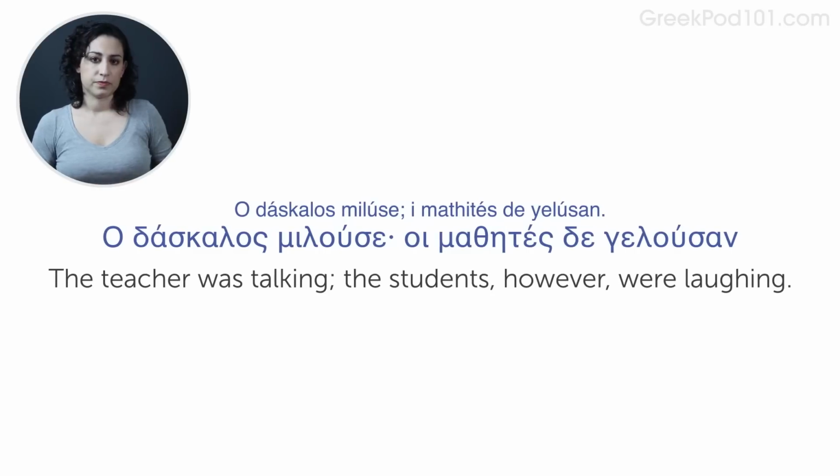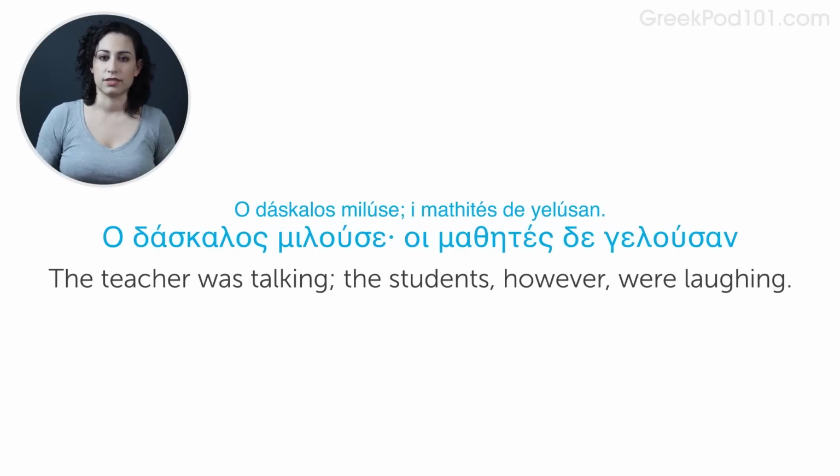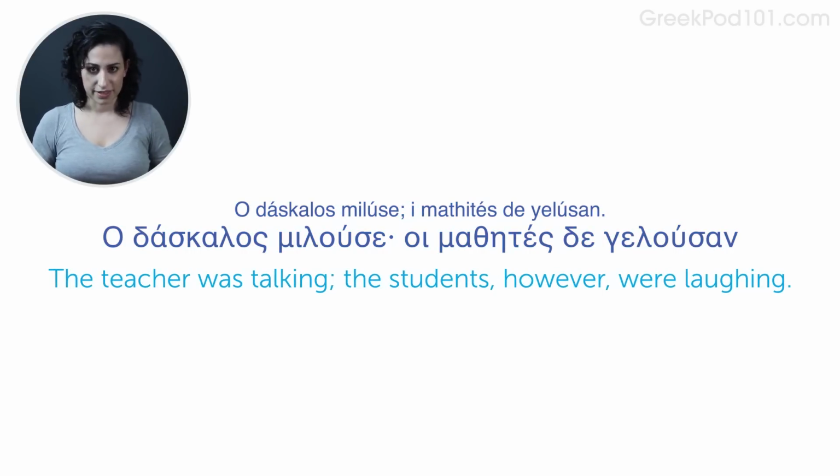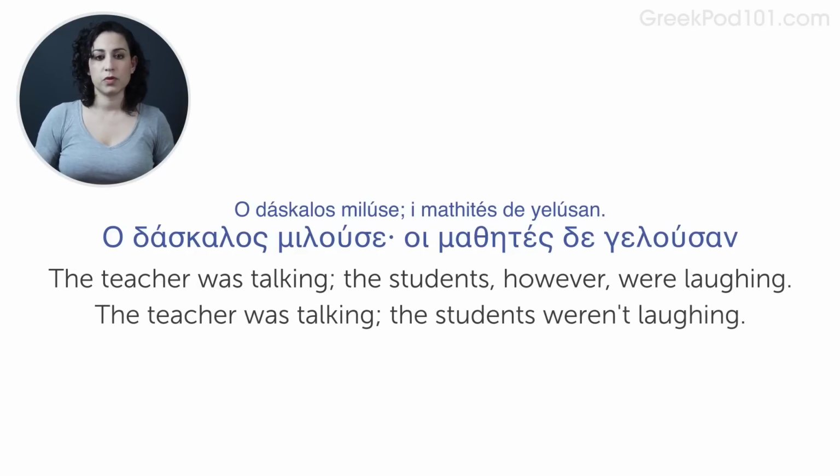For example, ο δάσκαλος μιλούσε, οι μαθητές δε γελούσαν. The teacher was talking, the students, however, were laughing. If the conjunction δε would be mistaken for the verb's negation when reading, then the meaning would be different. The teacher was talking, the students weren't laughing.